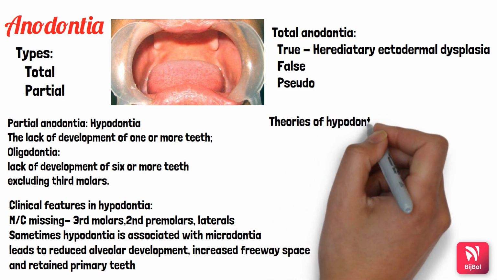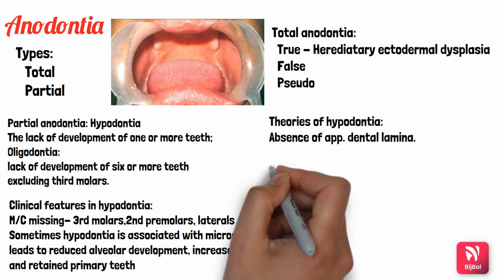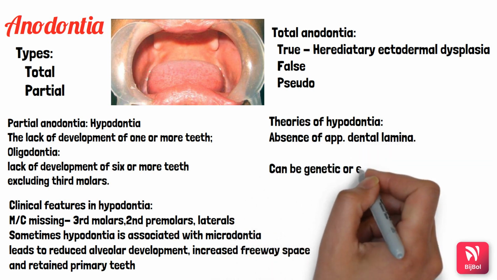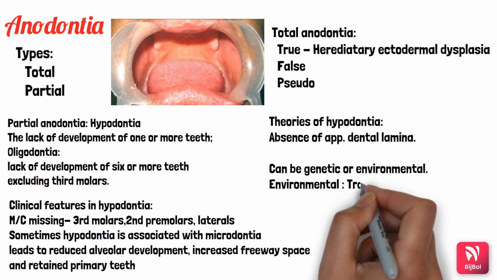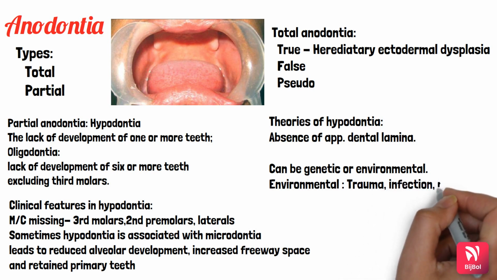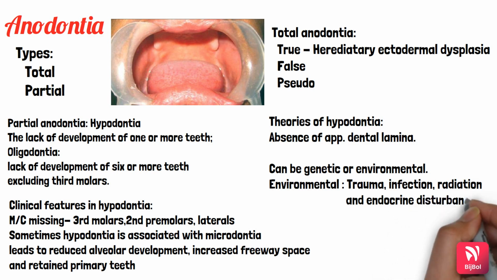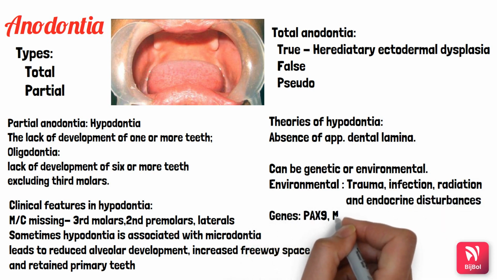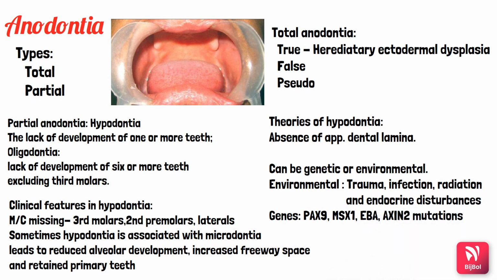So how does hypodontia occur? That means, what are the theories behind hypodontia? The main cause is the absence of appropriate dental lamina, which can be because of genetic or environmental factors. Environmental factors include trauma, infection, radiation or any underlying endocrine disturbances. The genetic factors include the genes which help in tooth development, that is PAX9, MSX1, EDA, AXIN2. Any mutation of these genes can result in hypodontia. So this is about anodontia.